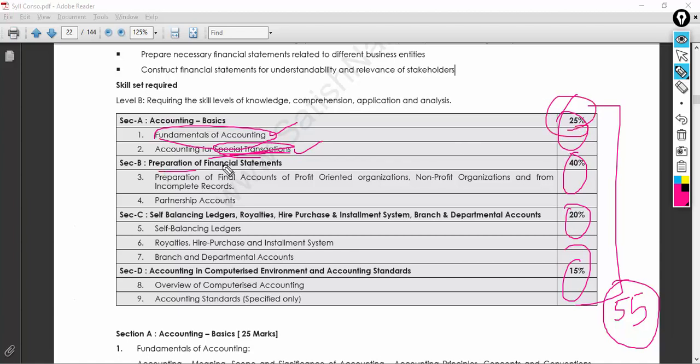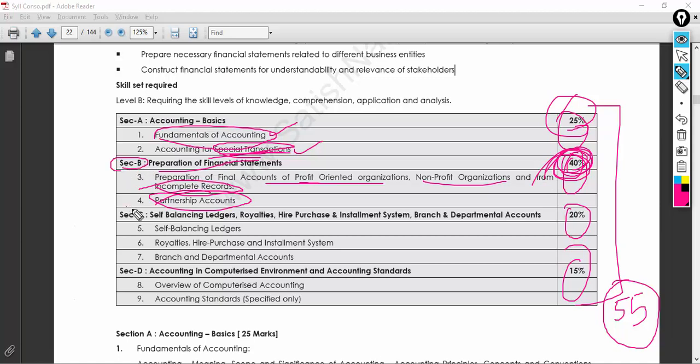Coming to the financial accounting, you need to know the profit and loss account, that is, the financial statements. You need to prepare them for profit-oriented organizations, not non-profit organizations, along with incomplete records. From incomplete records also you should be preparing final accounts. You also need to know the partnership accounts. Perfect. In case you know this, remember guys, the biggest portion, 40%, is in your pocket. At least 30 marks you can plan to get in this section B.